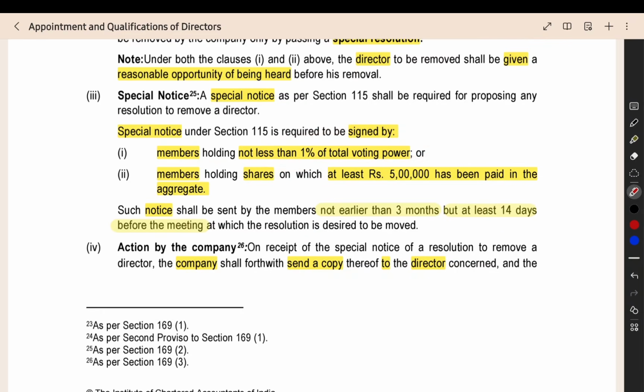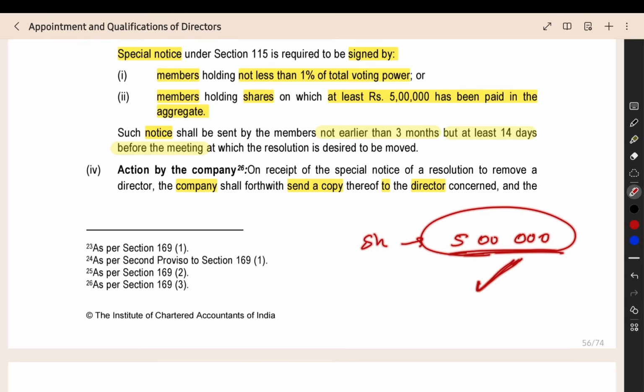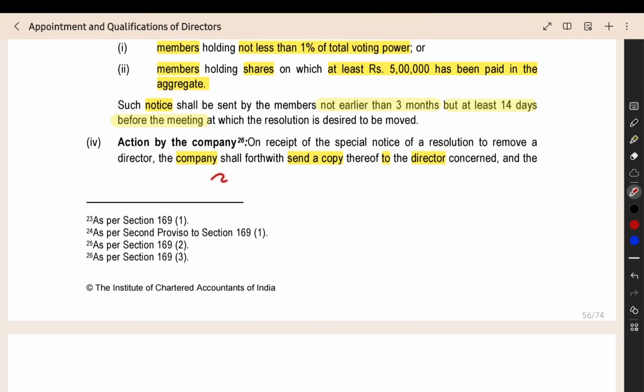Otherwise, members holding shares on which at least 5 lakh has been paid in aggregate. On those shares, face value, premium, everything together, they have paid 5 lakh rupees. Then, if such members sign the special notice, they can put up the resolution. The company will send a copy to the director.